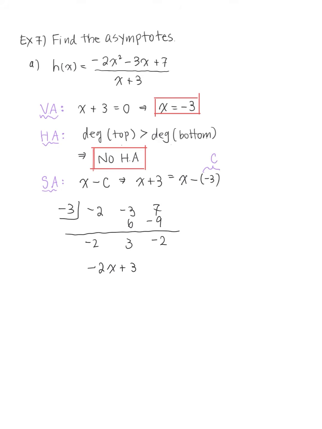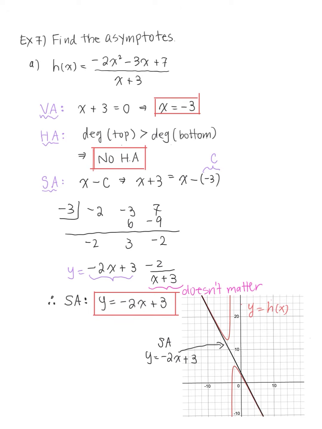And then remember, negative 2 is going to be the remainder, but how do you write it? It's negative 2 over the divisor, which is going to be x plus 3. But the remainder portion does not matter when you're trying to determine the slant asymptote. So all you have to do is take this and set that equal to y equals. So therefore, we have a slant asymptote, and the equation of that is going to be y equals negative 2x plus 3.